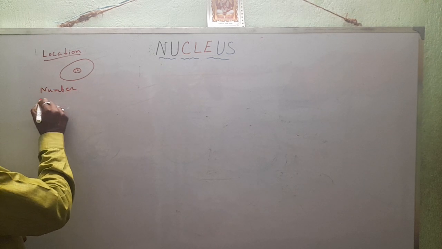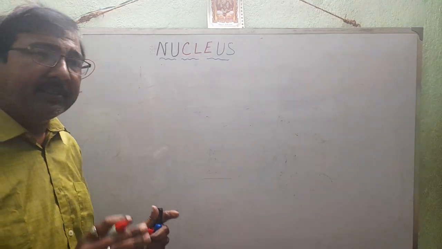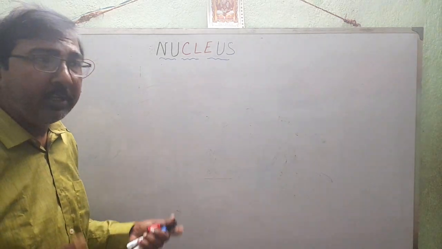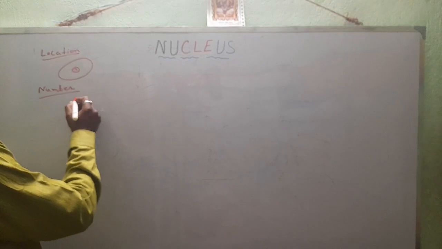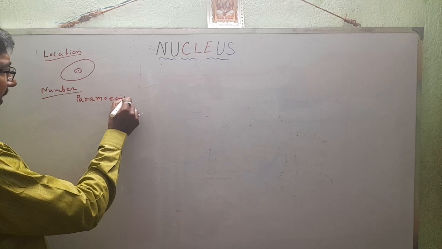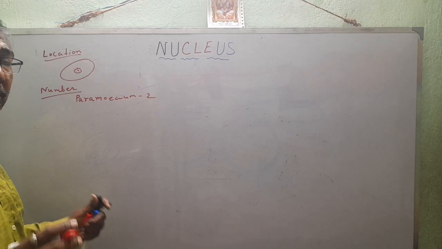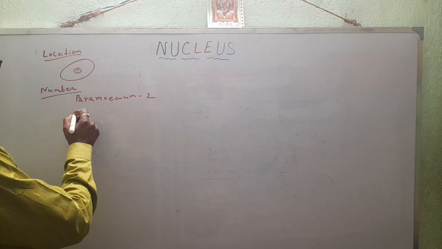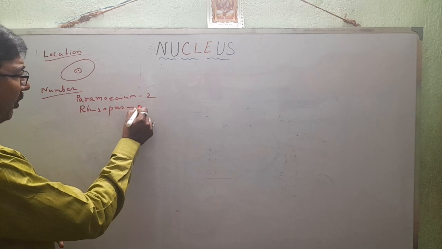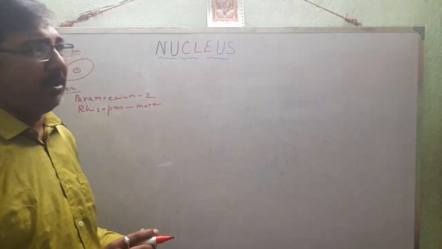Then, the number of nuclei. Each cell contains mainly one nucleus, but some cells contain two or more nuclei, like Paramecium. Paramecium contains two nuclei in one cell, and Rhizopus contains more nuclei in a cell. Okay, that's about the number of nuclei.